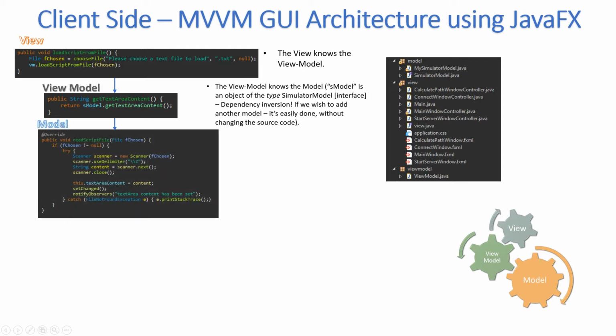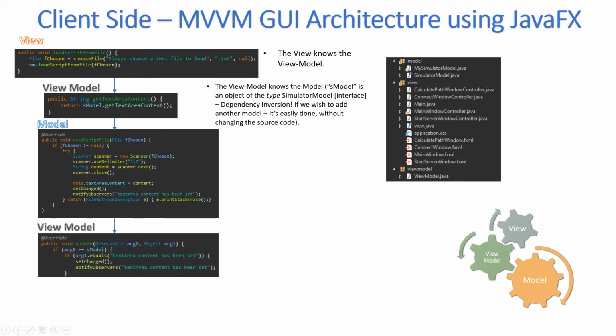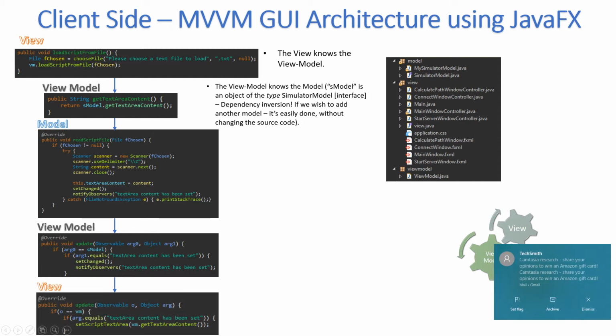The model does the actual logic, scans the file and takes the content and saves it in a data member. This is a data member of the model. Now, after it sets it notifies the observer. The observer is actually the view model. The view model notifies the view, which is the view model's observer, and the view changes the script area text accordingly.